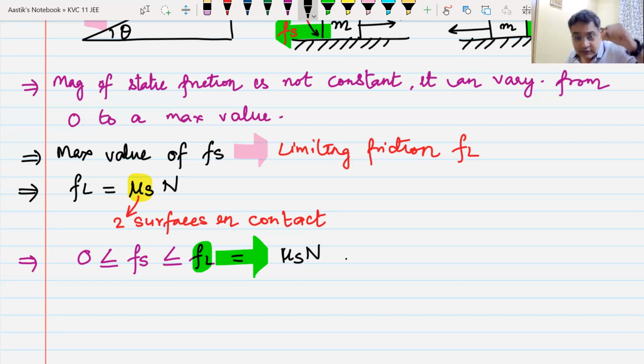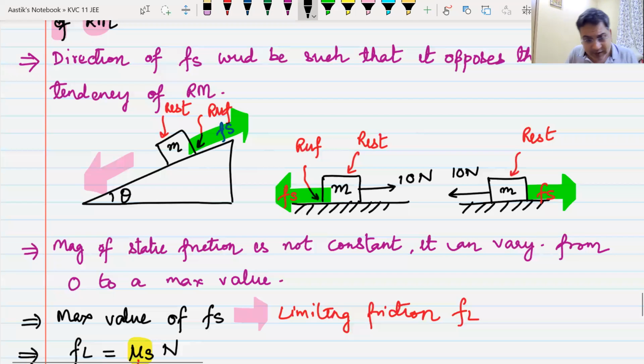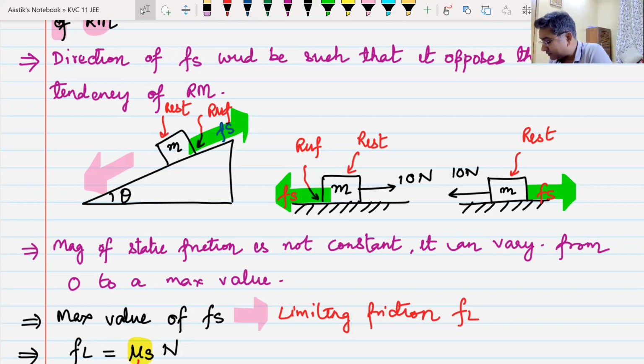Now we have seen the smartness of static friction in terms of direction. It understands the feeling of the body, where the body wants to move, and adjusts its direction accordingly. Let us see how it changes the magnitude. Everybody noted this down? Yes or no? Let us go back to our problem where we saw the smartness of static friction.